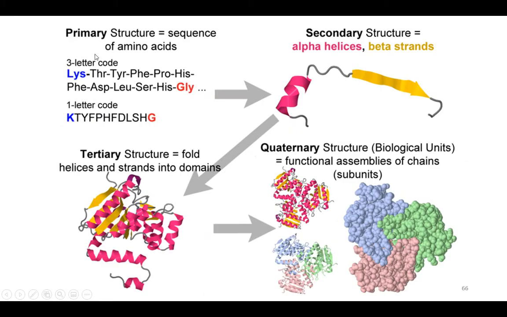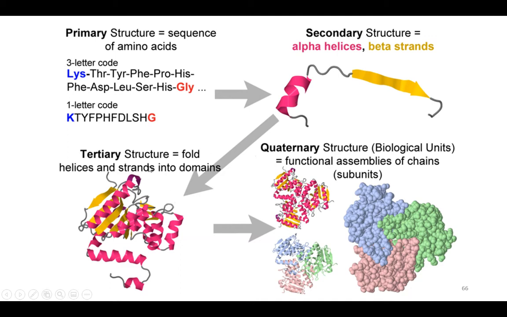So, we have primary structure or sequence of amino acids. So, we can use a 3-letter code, and one-letter code. Right? We studied this already in the lesson on molecular genetics. Then, secondary structure can be alpha helices or beta strands. So, these are the other structures for secondary proteins.